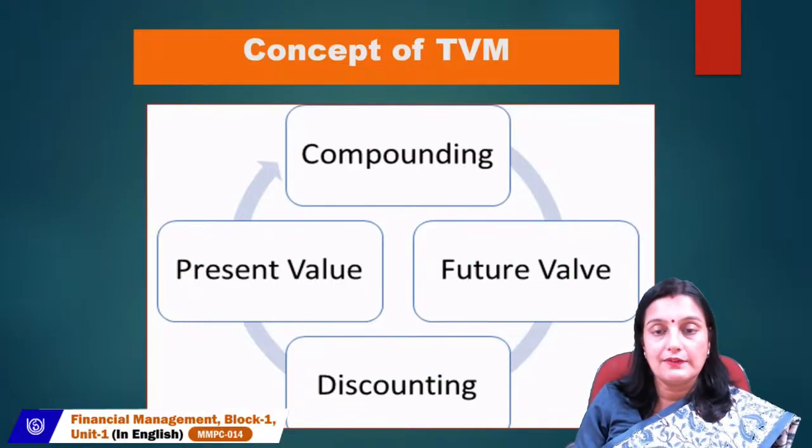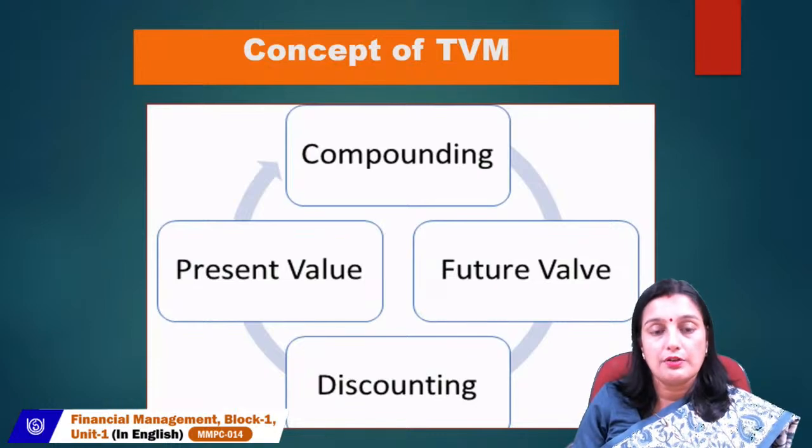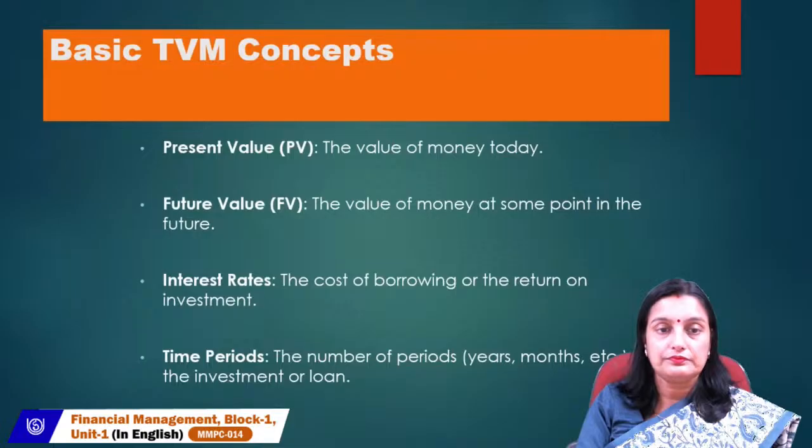And if you are going to receive a future value of 150 rupees, what is its today's value? The discounting factor will be multiplied with the future value. So present value compounded makes it future value, and future value discounted makes it present value. This is the overall concept of time value of money. In the next slide, I am going to explain it in detail.